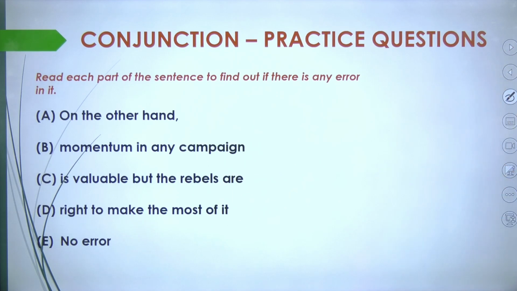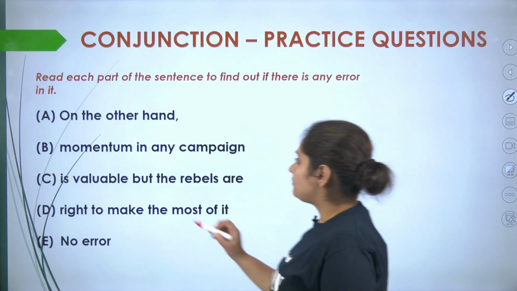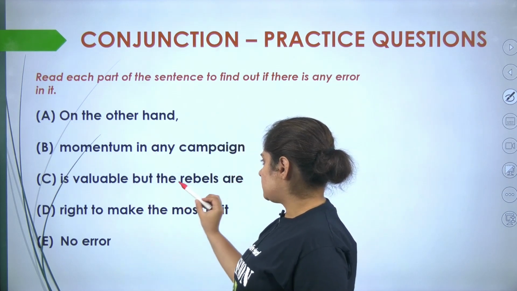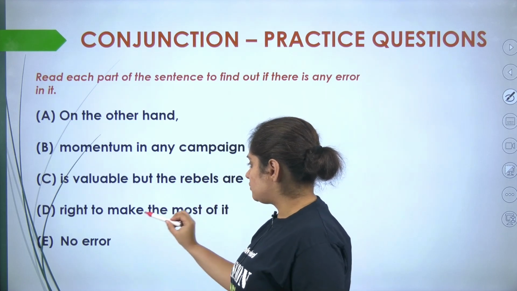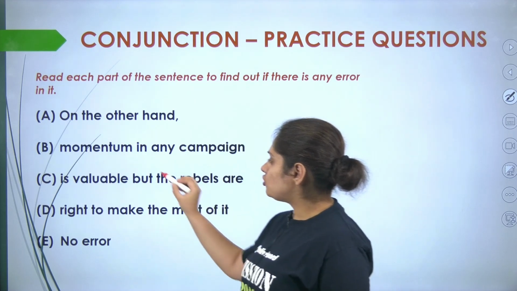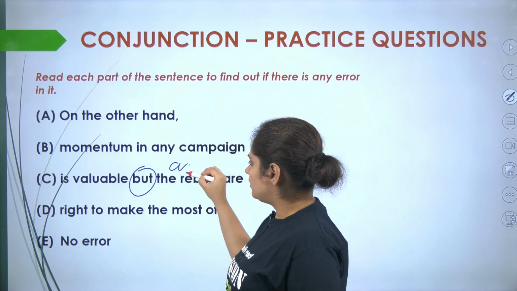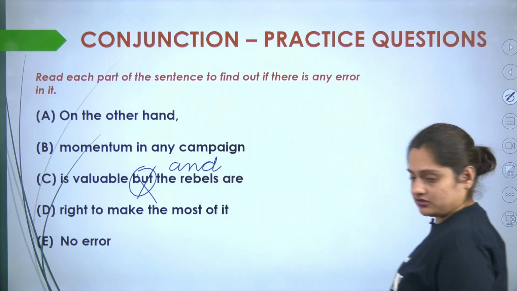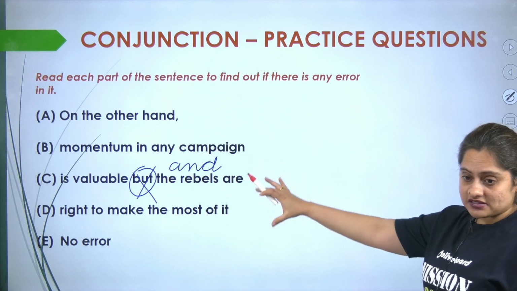Next one. On the other hand, momentum in any campaign is valuable, but the rebels are right to make the most of it. Now guys, momentum in any campaign is valuable, and here rebels are right to make the most of it. There is no contrast sense you are giving. Only for contrast you can use but. Here you are just adding the point, equal, you can say addition.